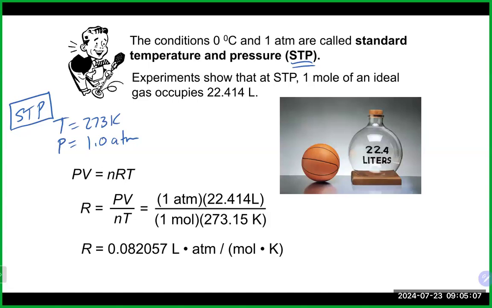Yes. It is not. It's actually 273. Yeah. Normal everyday conditions is 25 degrees. Yeah. What's that?